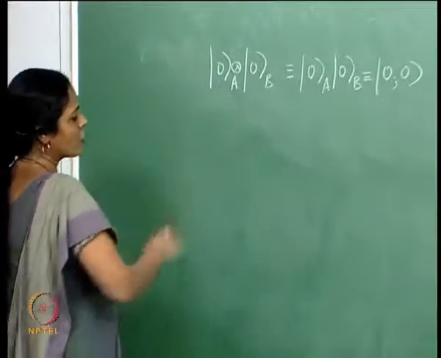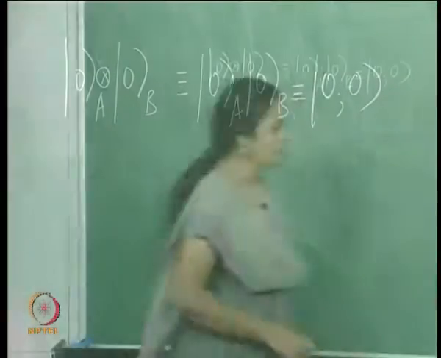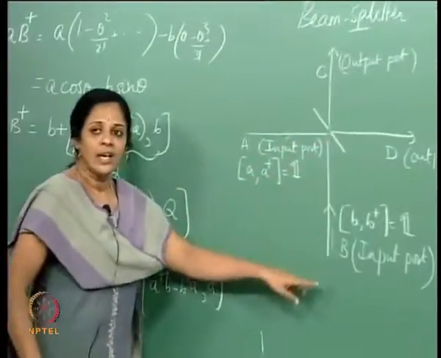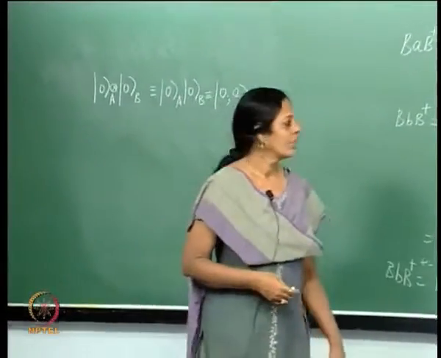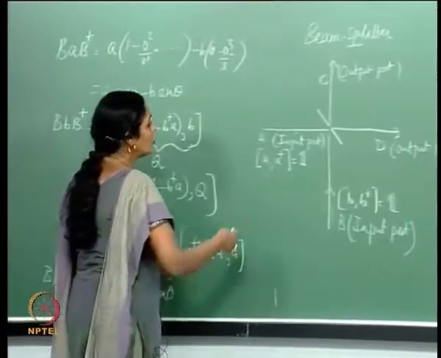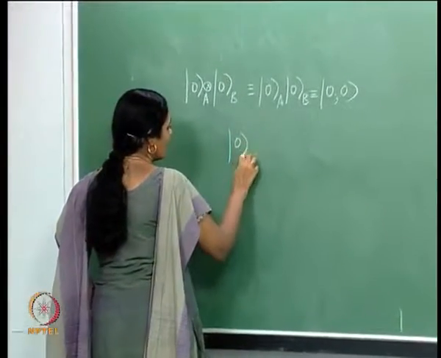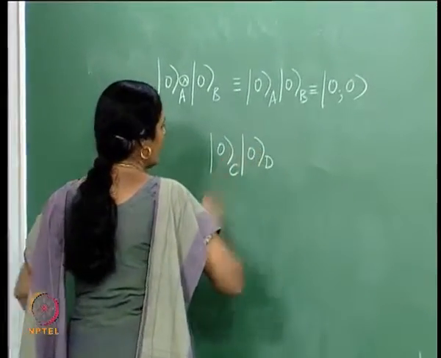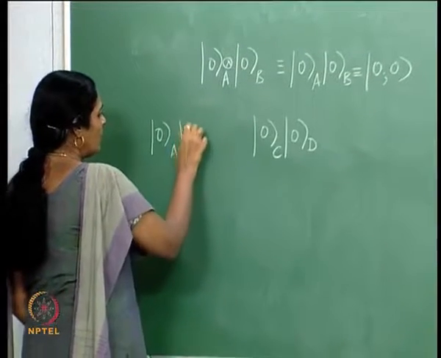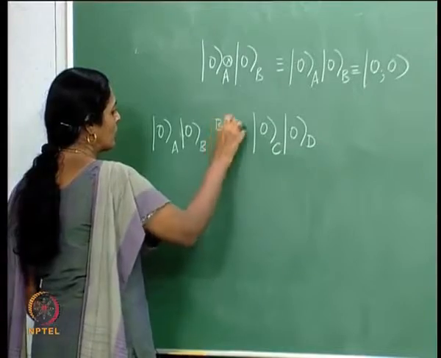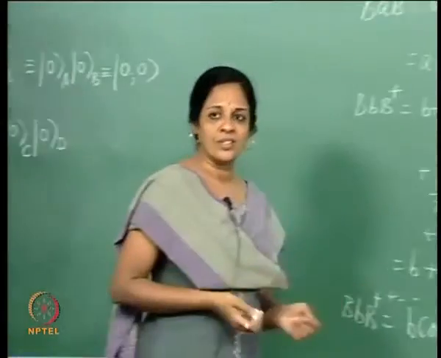So, these are just various shorthand notations that I would use, but in any case, if the input is 0 photons through the port A and 0 photons through the port B, you do not expect to see photons in the output ports. So, you would expect 0 photons in port C and 0 photons in port D. So, basically 0A 0B goes through the beam splitter to give me 0C 0D, and that is common sense.